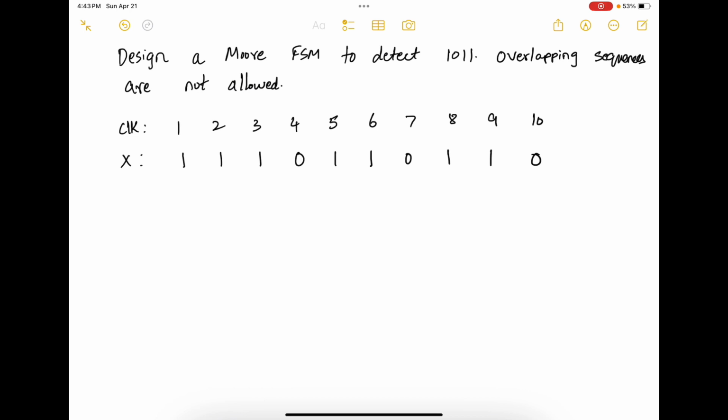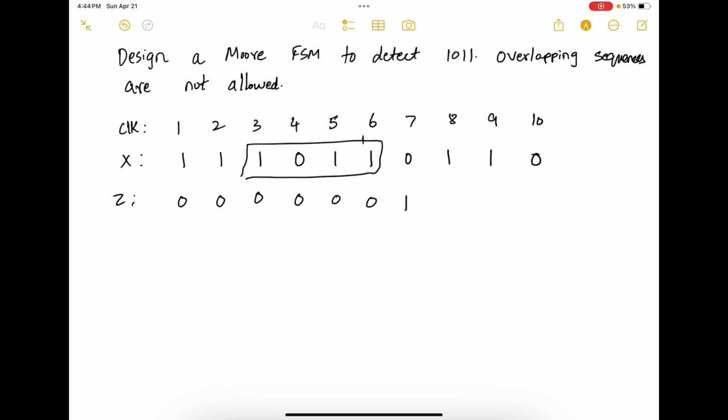Now let's first try to figure out the output Z. In the first clock cycle you get a 1, so your output still remains 0. Cycle 2 is 1 and 1, so it's still 0. We have still not yet detected the sequence. Cycle 3 is 1, so it's still a 0. Cycle 4 is 0. 5 is 0. 6 is 0. Remember, this is the first instance where you get the sequence, so you assert the output in cycle 7. That is for a Moore FSM.